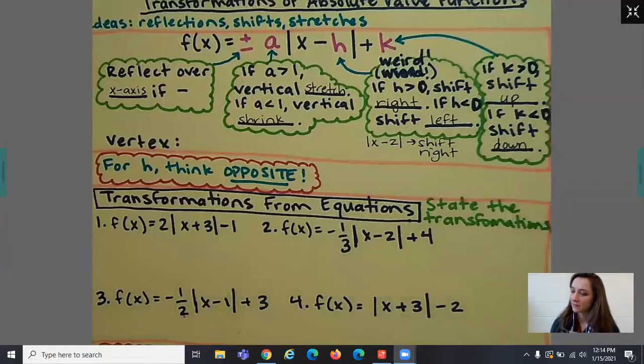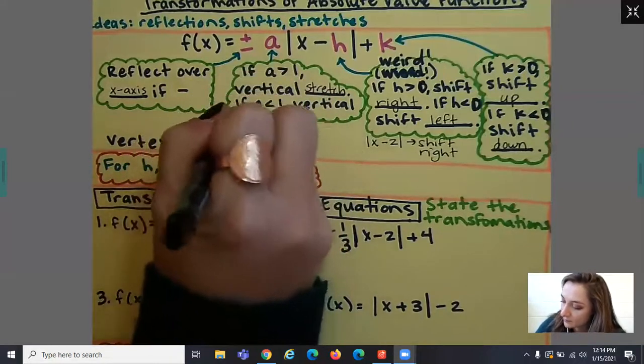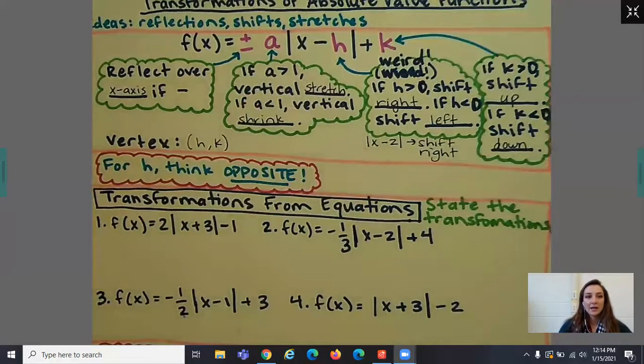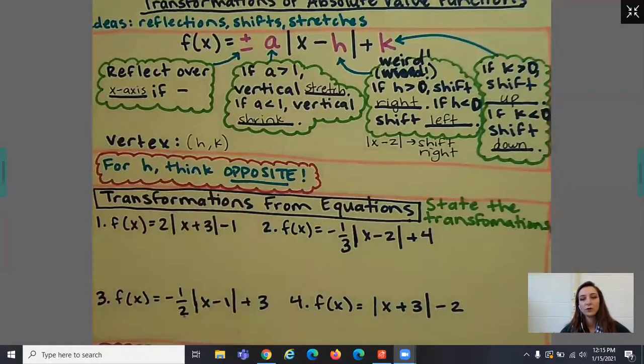Okay, so for the vertex, this is something that we had yesterday, and I'm just going to kind of repeat. So the vertex is going to be h, comma, k. All right, and like I said, for the h value, you really want to think opposite. That's the only weird one that you're going to be looking at. So just keep that in mind whenever you're looking at these problems.